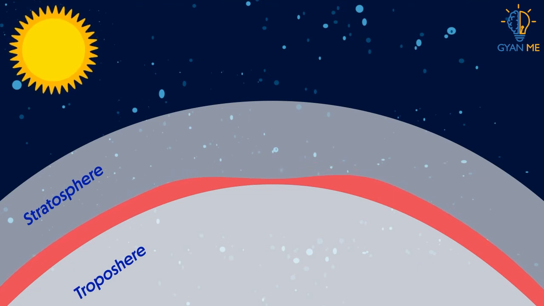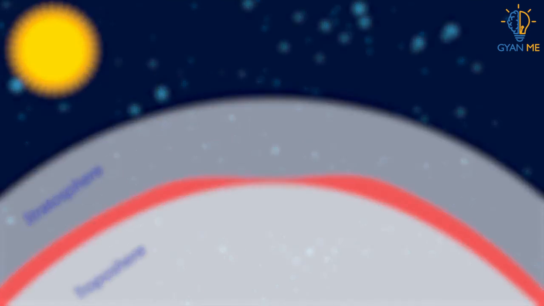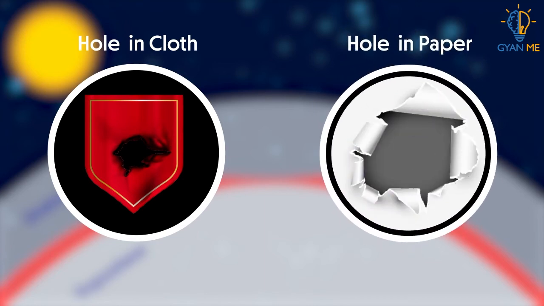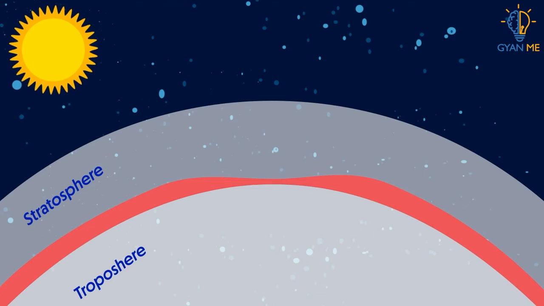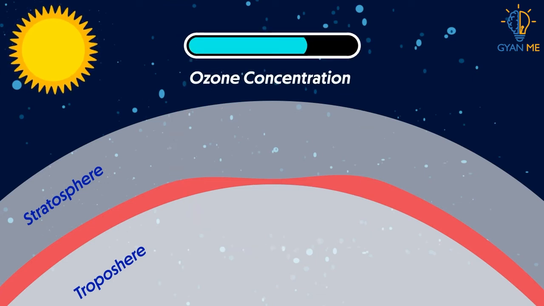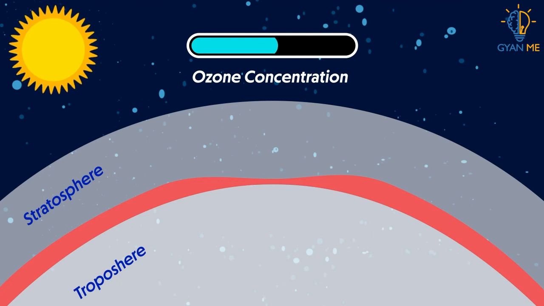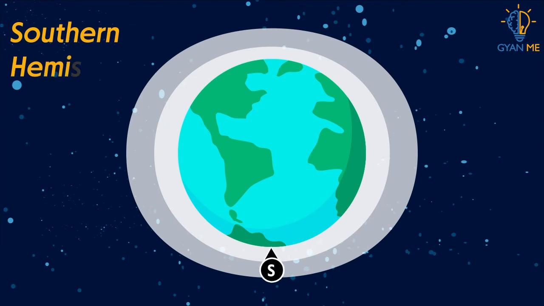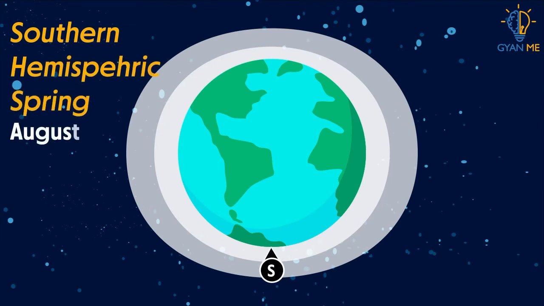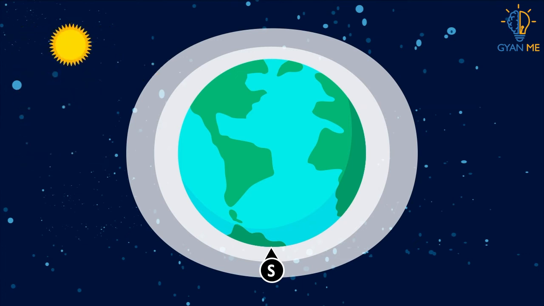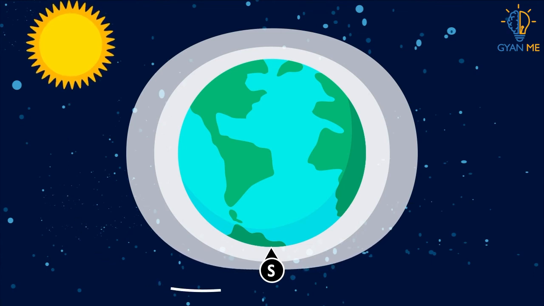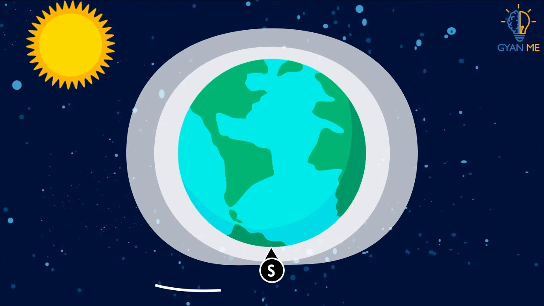Here, the hole is not actually a kind of hole that we see in a cloth or in a paper. It actually means an area of stratosphere with extremely low concentrations of ozone that reoccurs every year at the beginning of southern hemisphere spring, that is between August to October. Spring brings sunlight which releases chlorine into stratospheric clouds, and thus destruction of ozone molecules starts.